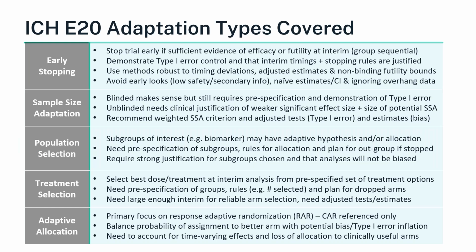So early stopping is effectively group sequential designs, where you stop the trial early if there's strong evidence for or against the treatment being effective, so efficacy or futility. And you basically just need to demonstrate type 1 error control, and that the interim timings and stopping rules are justified. So once again, if you have 20 interims, that will probably have more evaluation or skepticism than if you have 3, 4, 5 interims. And there's almost a rule of thumb that you should have 2 or 3 interims, but that's just a rule of thumb, and I think there's plenty of justification why you might have more.